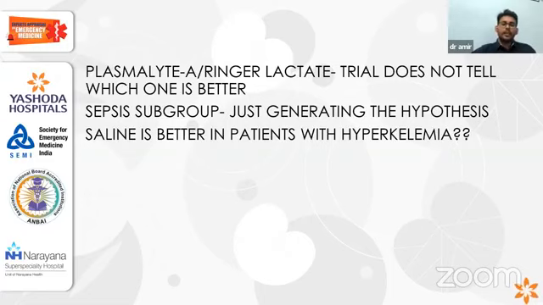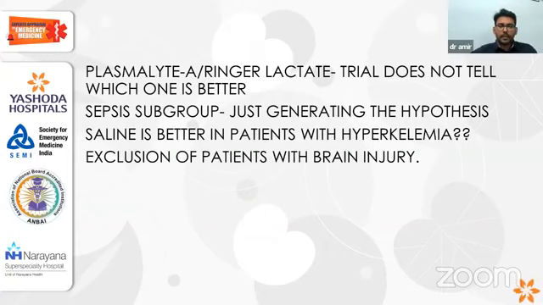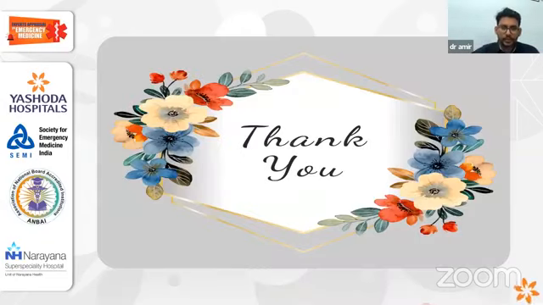is, if we are using normal saline 0.9%, what will it lead to? It will lead to increased hydrogen ion at the intracellular level, which will ultimately cause hyperchloremic acidosis, and further it will damage the kidney, which causes AKI. So, exclusion of the patients with brain injury.